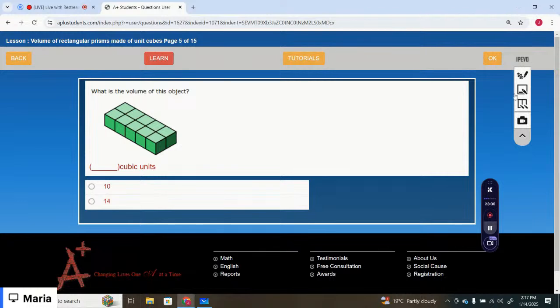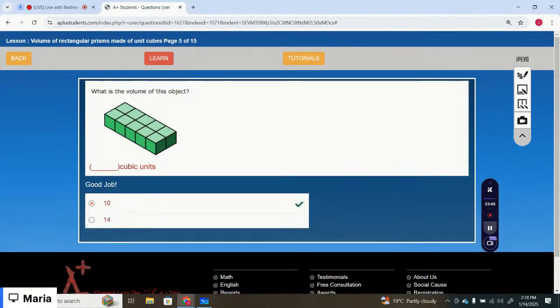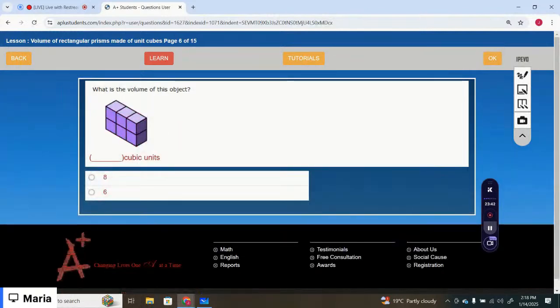Very good. Option number one is the correct option. That is 10 cubic units. What is the volume of the object, which is the correct option?